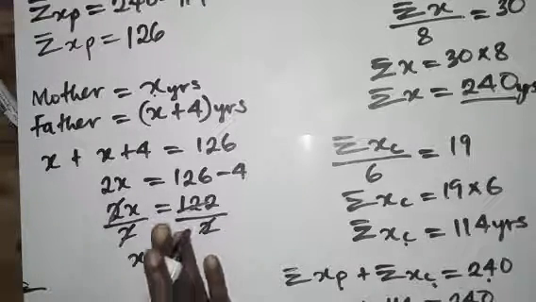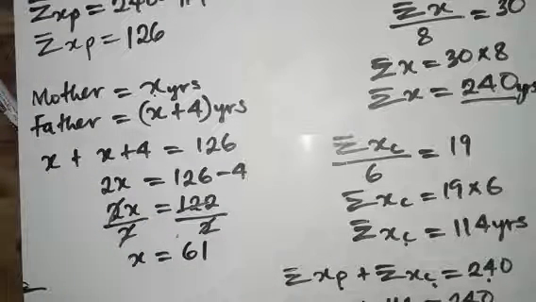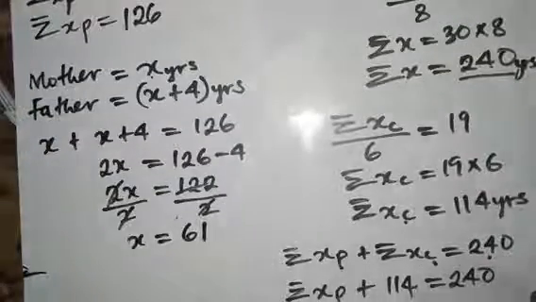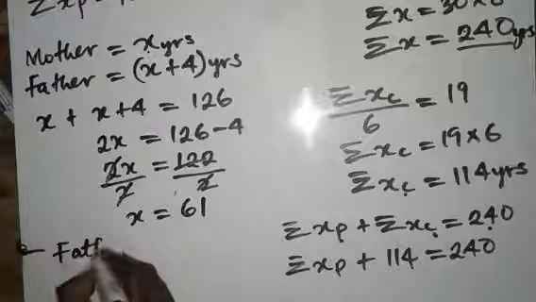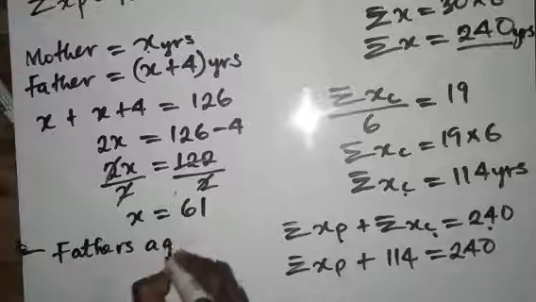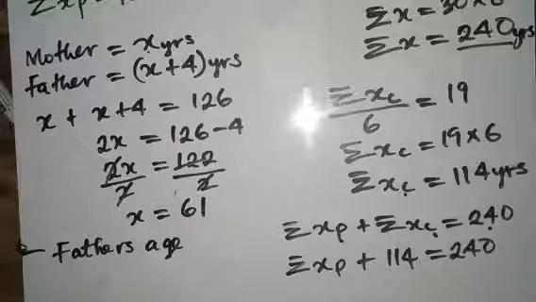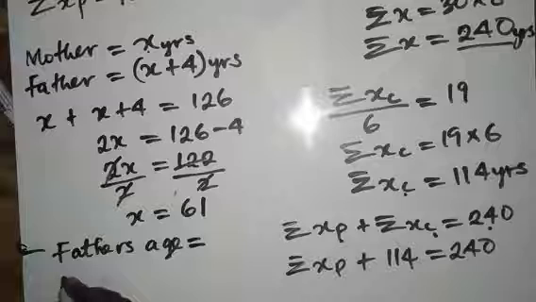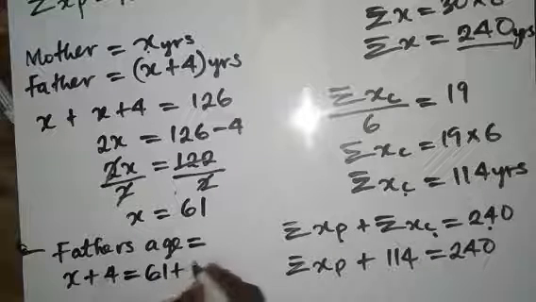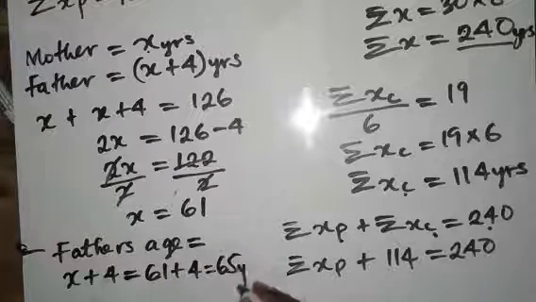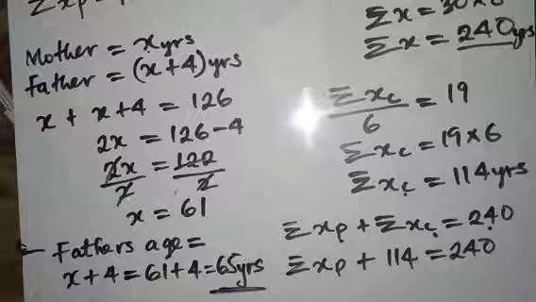So if the mother is 61 years, the father's age is equal to x plus 4, which is equal to 61 plus 4, 65 years. So the father is 65 years of age.